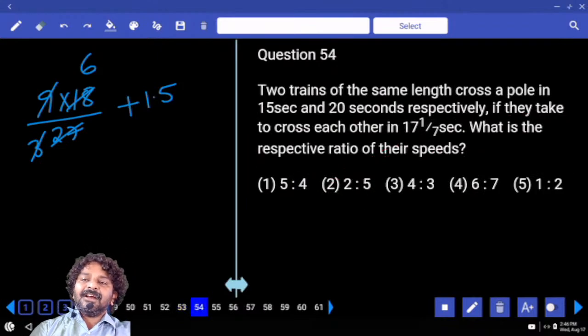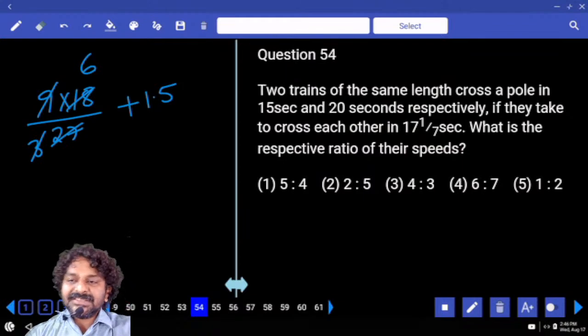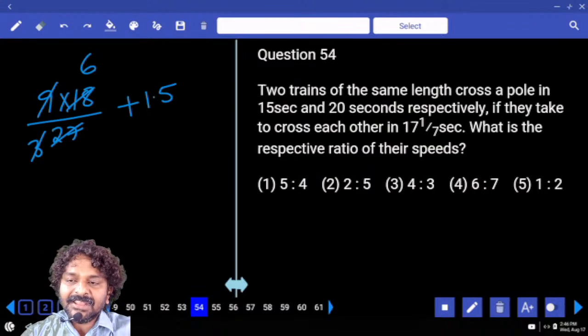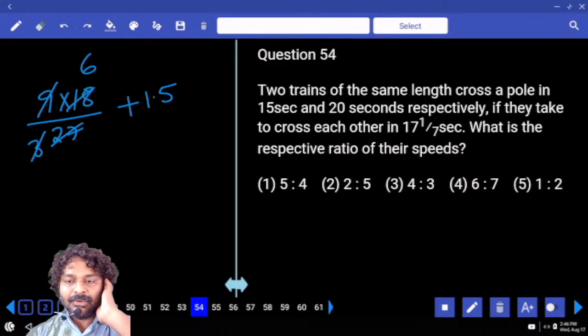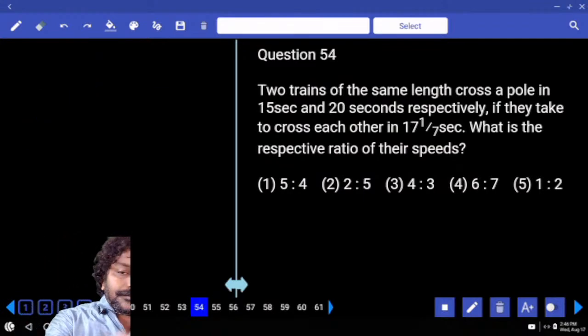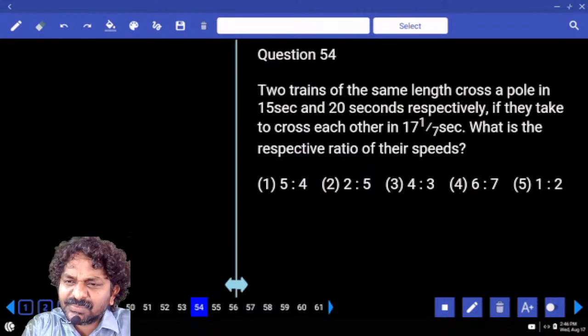Two trains of the same length cross a pole in 15 seconds and 20 seconds respectively. If they take 17 1/7 seconds to cross each other, what is the respective ratio of their speeds? Speeds ratio. Okay, right. Speeds ratio.